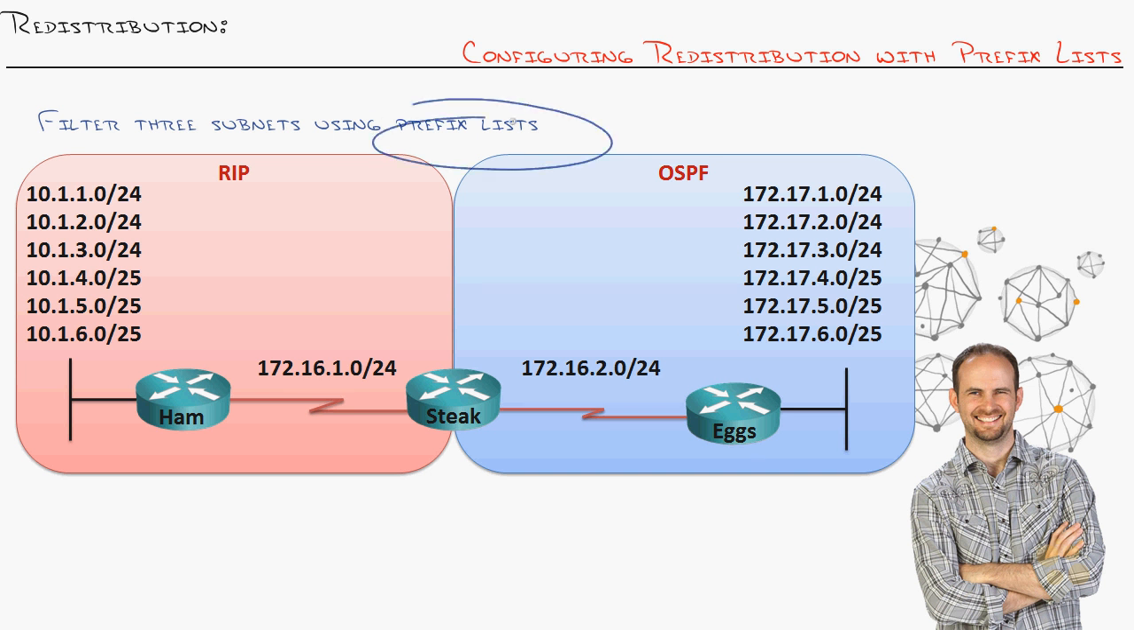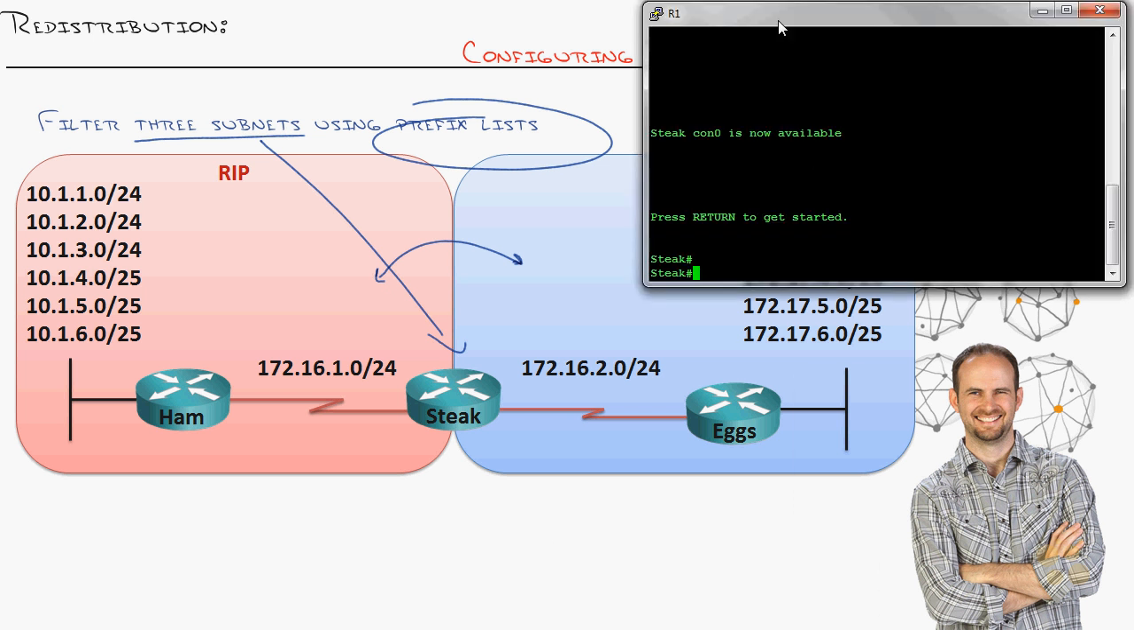I'd like to review the concepts of prefix lists, not go into too much depth, through a practical application of filtering 3 subnets on our little steak router that's redistributing, I should say, these routing protocols between each other, RIP and OSPF, right? So let's go over to steak. Go into global configuration mode.